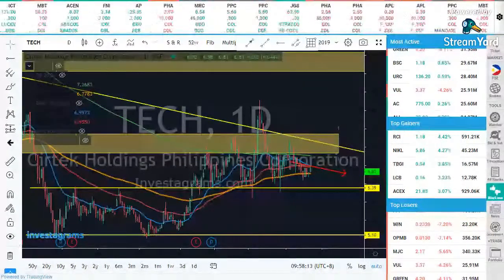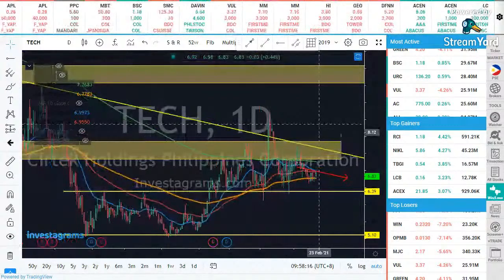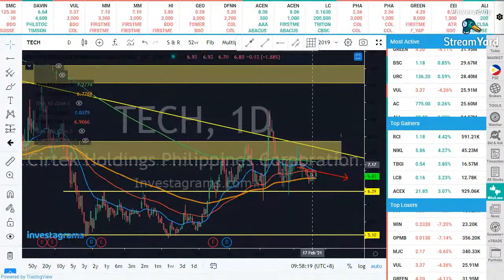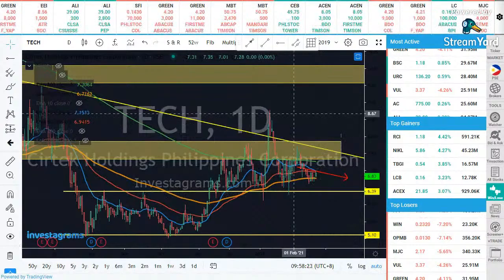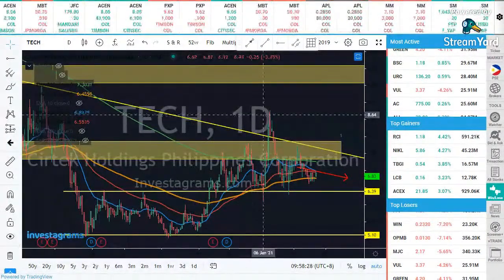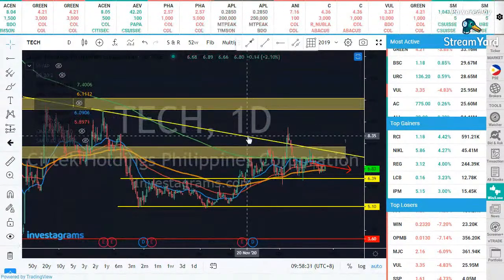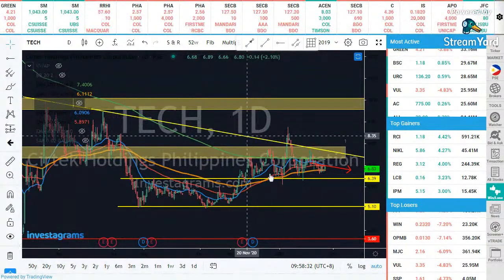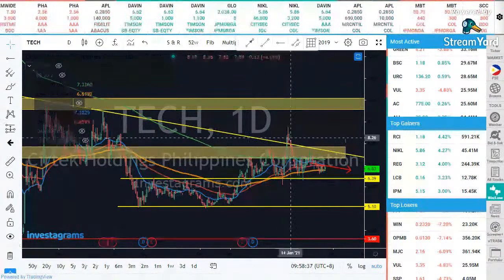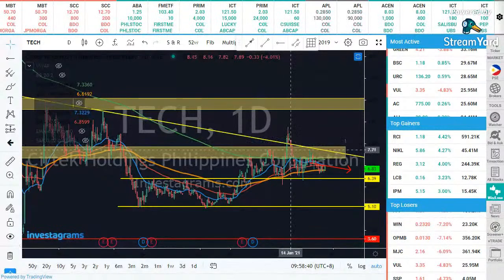Still, TECH, you see the movement of TECH here, still below the two moving averages. So we need to watch if the price will go up again above the exponential moving averages, especially if it will break this incline resistance. And still, it did not break this area. Last January 11, it tried to break it, but it was only a false breakout. So the price is going back again.